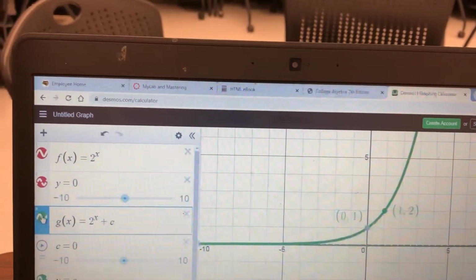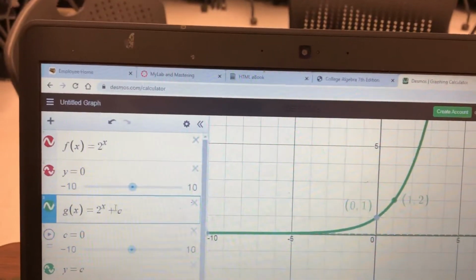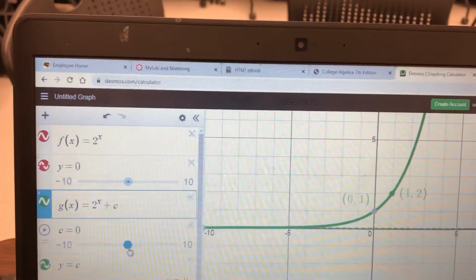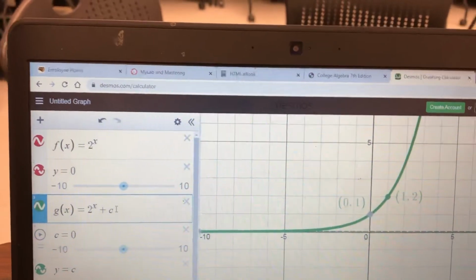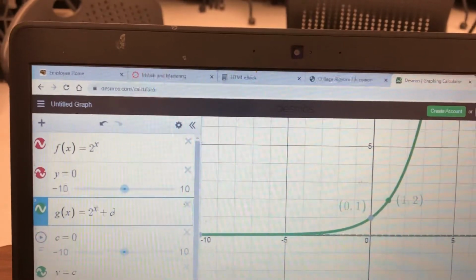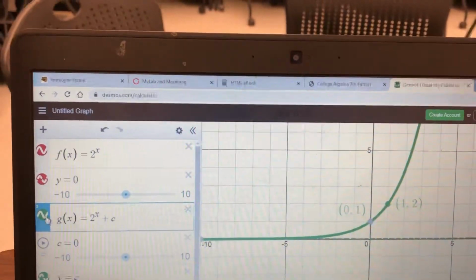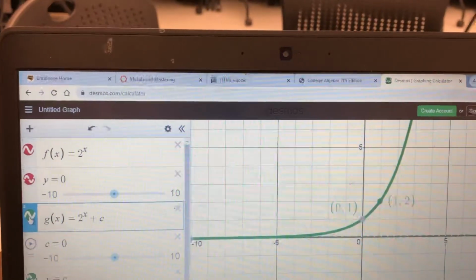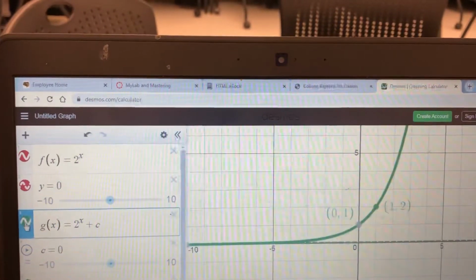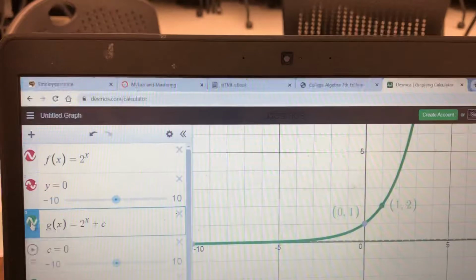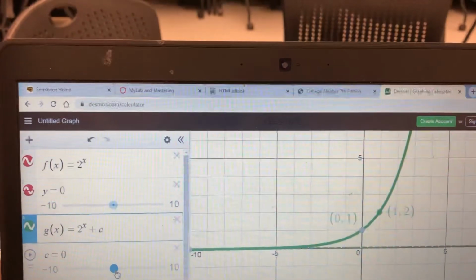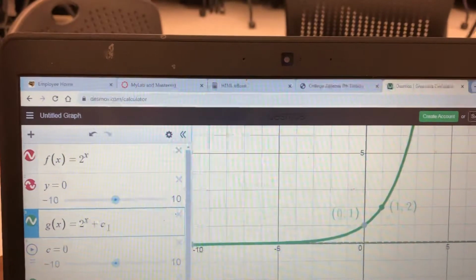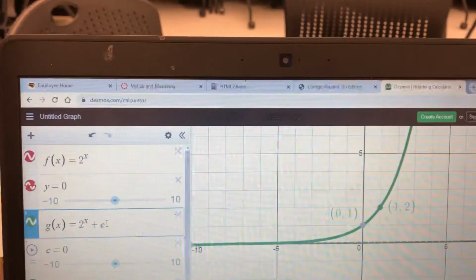And that graph has a plus c on the end of it. And I've got a slider set up so I can change the value of the c. Right now it's set at 0, so this says 2 to the x plus 0, which is just 2 to the x, which is why the green graph that's about to move along with the red graph are currently sitting in the same place. But I'm going to grab this slider and I'm going to slide it to the right. And what that's going to do is it's going to put a positive number here.